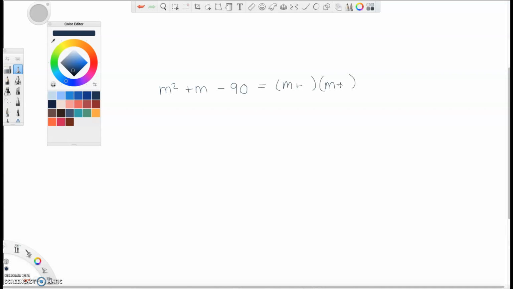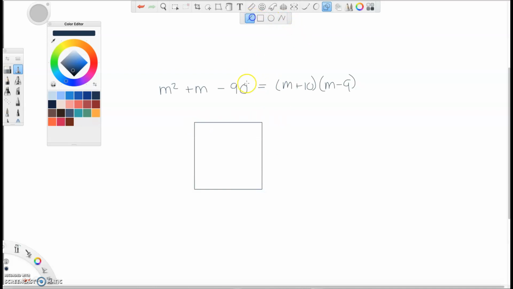But I need the 1 to be positive. So that means I need the bigger number to be positive, okay? So that means I'm going to do this as m plus 10 and m minus 9, okay? We check our work. 10 times negative 9 gives me negative 90, and 10 minus 9 gives me positive 1, okay? So now let's do the same thing using the box method.